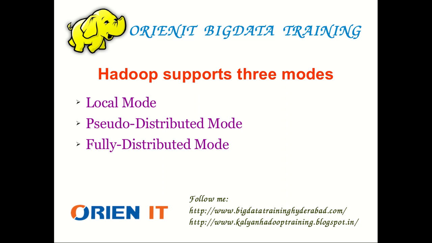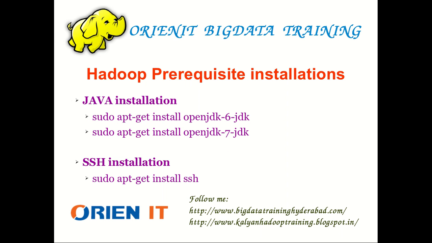So today we are going to install the pseudo distributed mode using VirtualBox along with Ubuntu. The prerequisite for this is Java, so we need to install it. That can be version 1.6 or 1.7, anything is feasible.